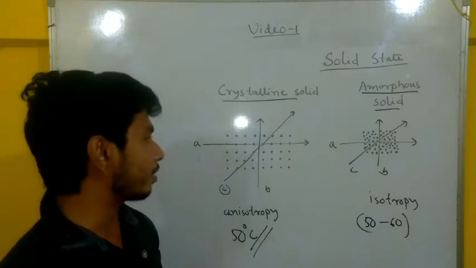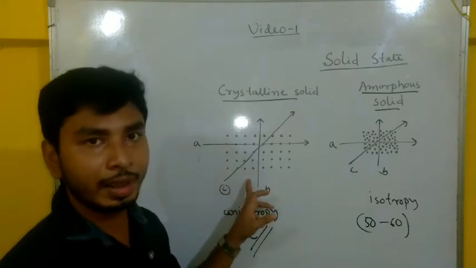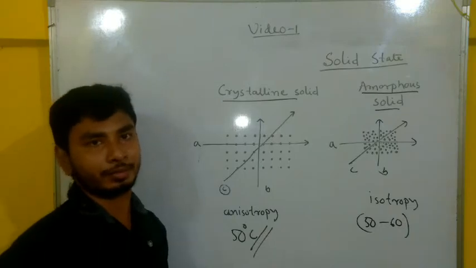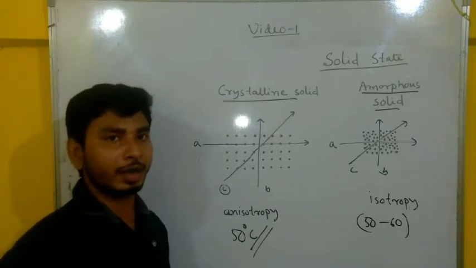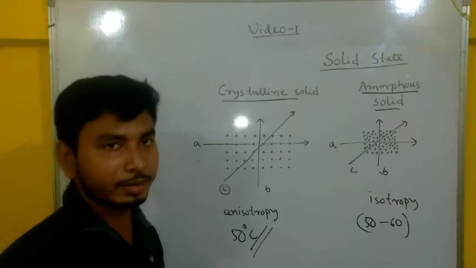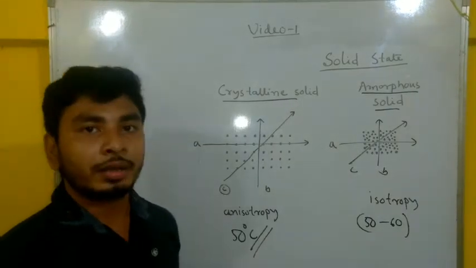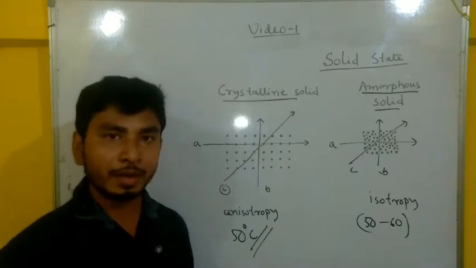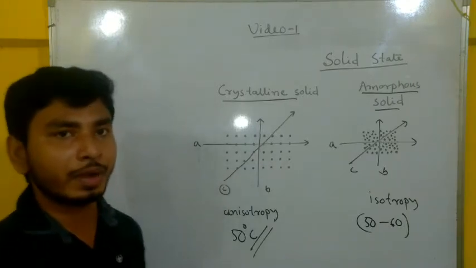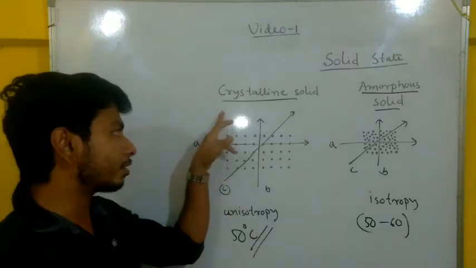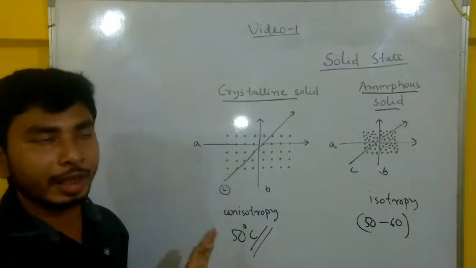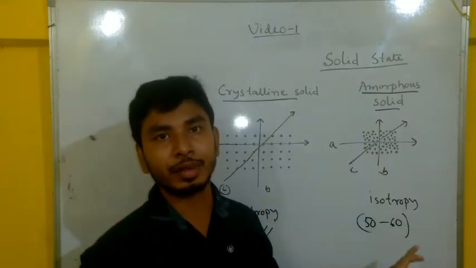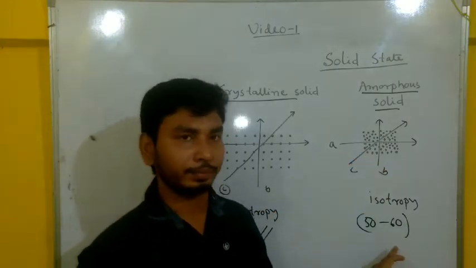Fourth point of difference is that crystalline solid have the fixed enthalpy of fusion. In your first year, in thermodynamics, you come across the enthalpy of fusion. So it is a thermodynamic term. Enthalpy of fusion, it is a thermodynamics term. So crystalline solid have a fixed enthalpy of fusion, but amorphous solid does not have a fixed enthalpy of fusion.